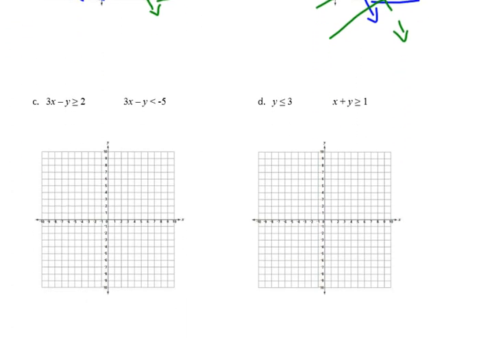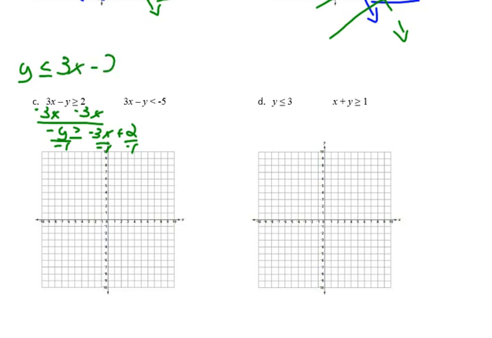So again, I have to get my y by itself, so I have to subtract 3x. So negative y greater than or equal to negative 3x plus 2. I have to divide by a negative 1. And remember, I'm going to put it up here just so I have more room. When I divide by a negative, my sign switches. So we have y less than or equal to 3x minus 2.